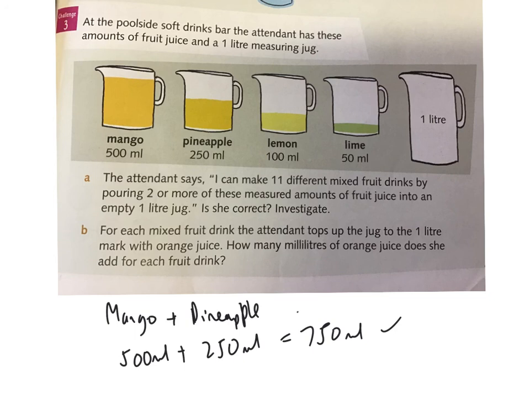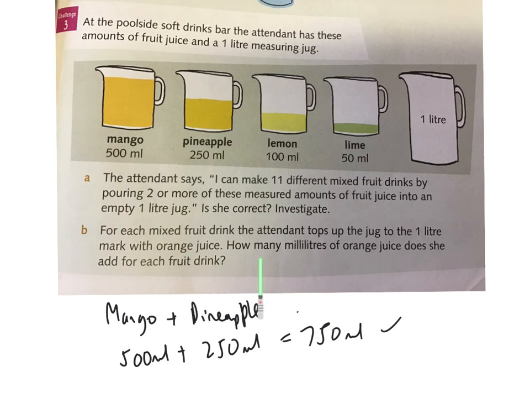The minimum amount obviously is 2. But you could do like a mango and a pineapple and a lemon drink. You could mix 3 together, or you could mix 4 together if that works as well. How many different possibilities are there? Was she right to say there are 11, or are there more than 11 you could do, or less? And the maximum capacity of your jug is 1 litre. So whatever drink you make, it can never go over 1 litre. Once you find out all those possibilities, you can try question B.